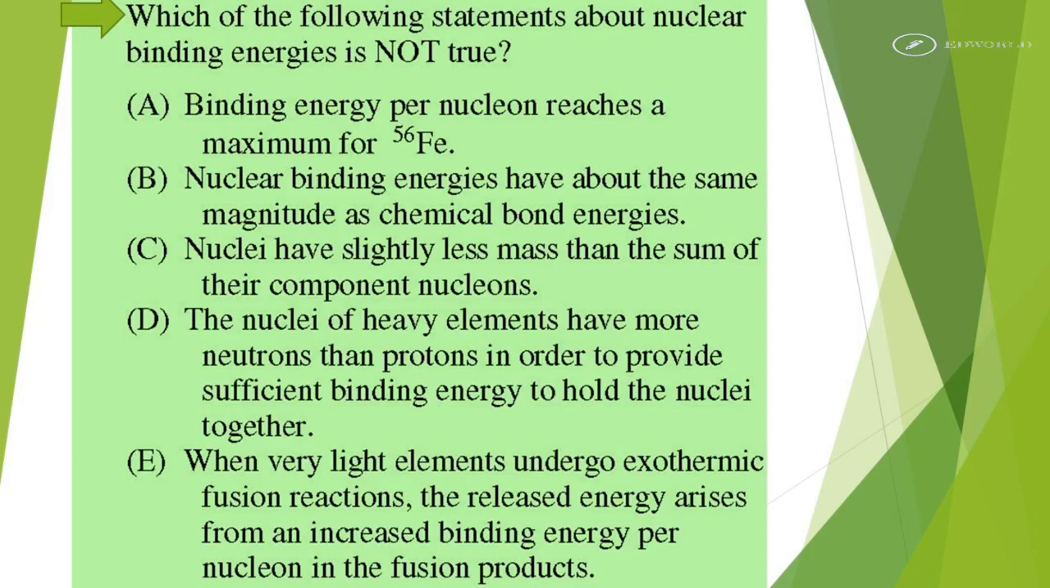D. The nuclei of heavy elements have more neutrons than protons in order to provide sufficient binding energy to hold the nuclei together. E. When very light elements undergo exothermic fusion reactions, the released energy arises from an increased binding energy per nucleon in the fusion products.